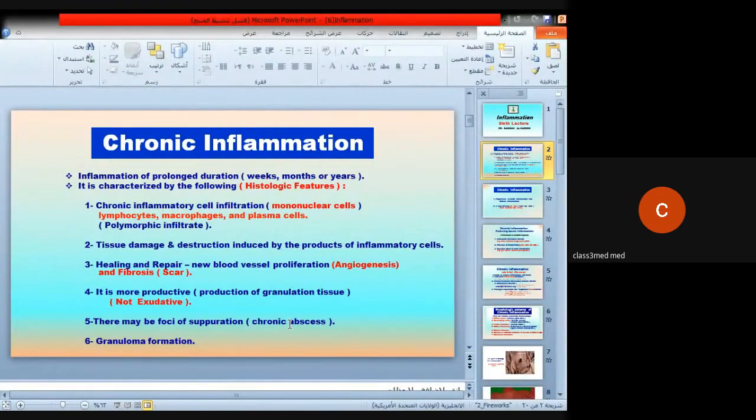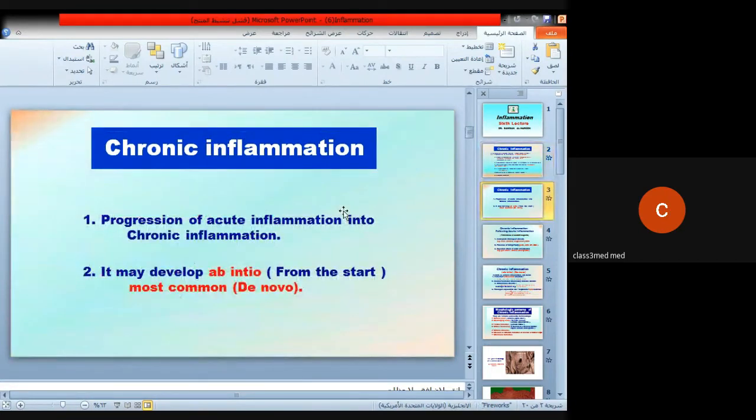converted into a chronic abscess. And the last feature, which is very, very important, is granuloma formation. That will be discussed later. Okay? Any questions? Is it clear? These are the features of chronic inflammation. At the same time, they are also the histological features.